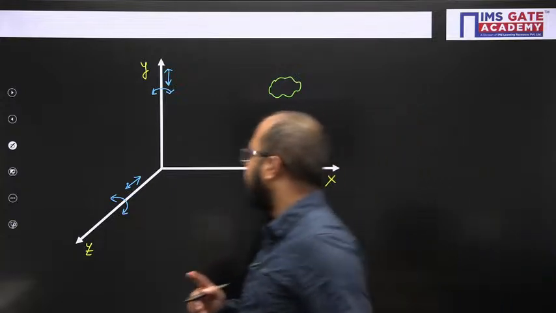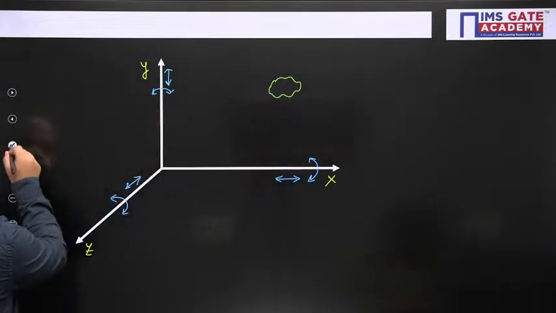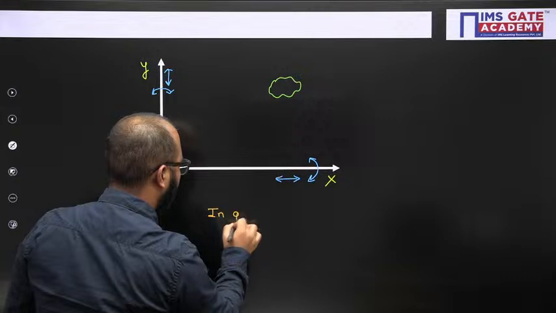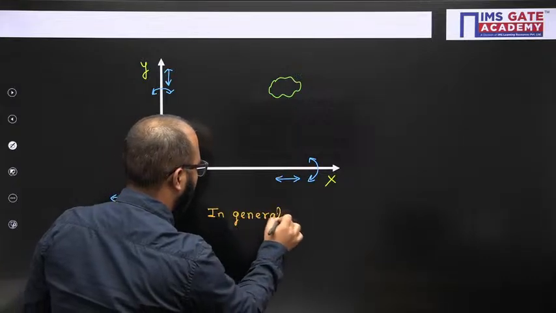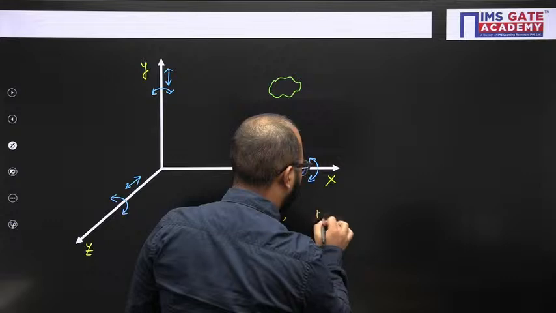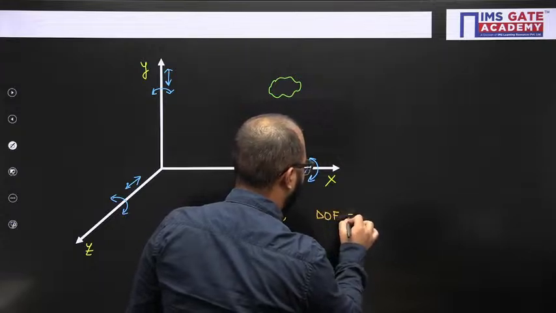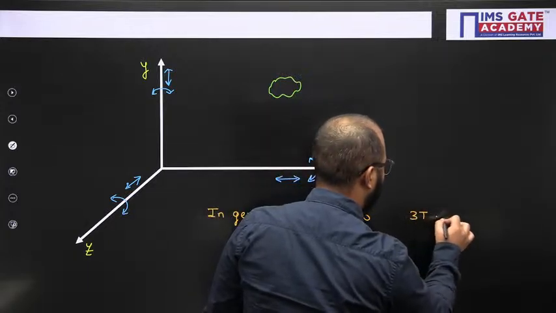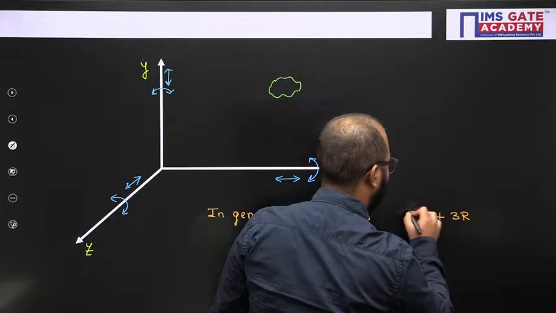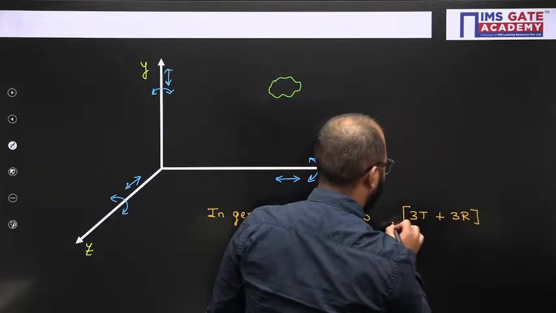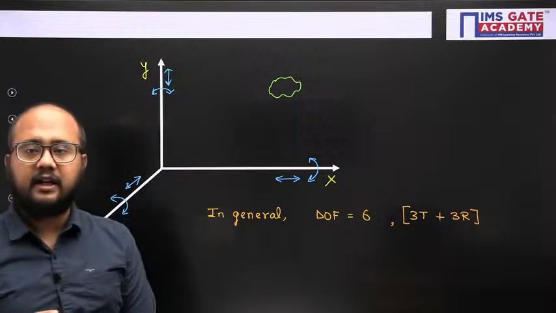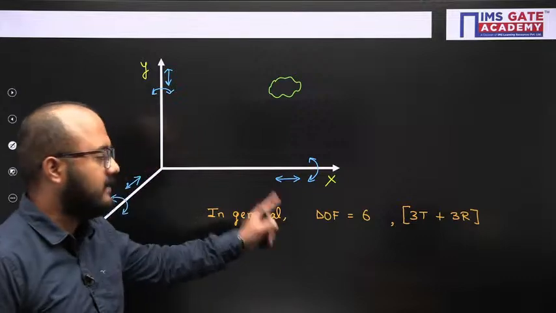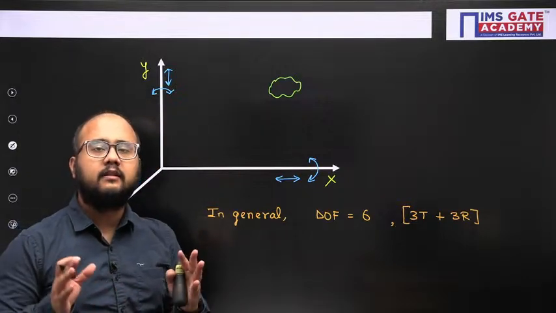So, in general, we should write here first of all: in general, degree of freedom will be equal to 6, and that 6 includes 3 translational plus 3 rotational. So that is the maximum possible degree of freedom we can have. The maximum possible degree of freedom we can have is 6 for any body which is available in a 3-dimensional space.